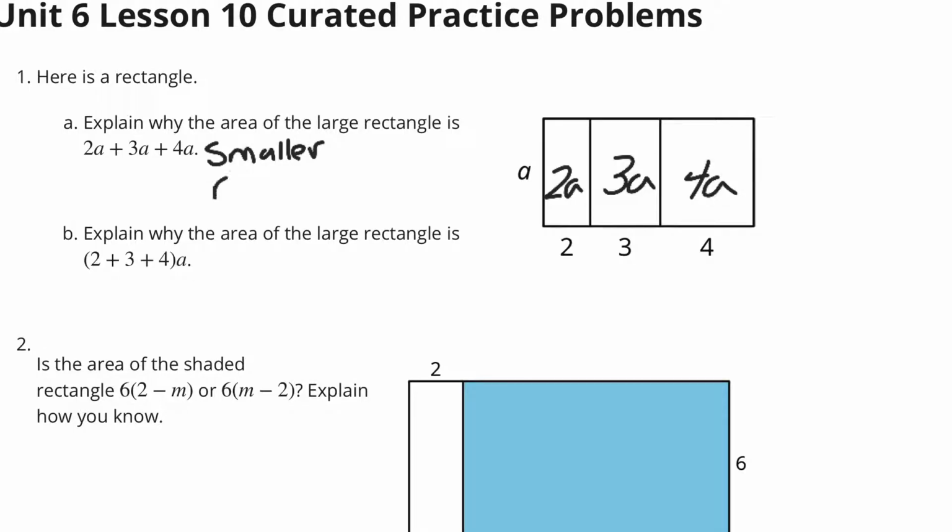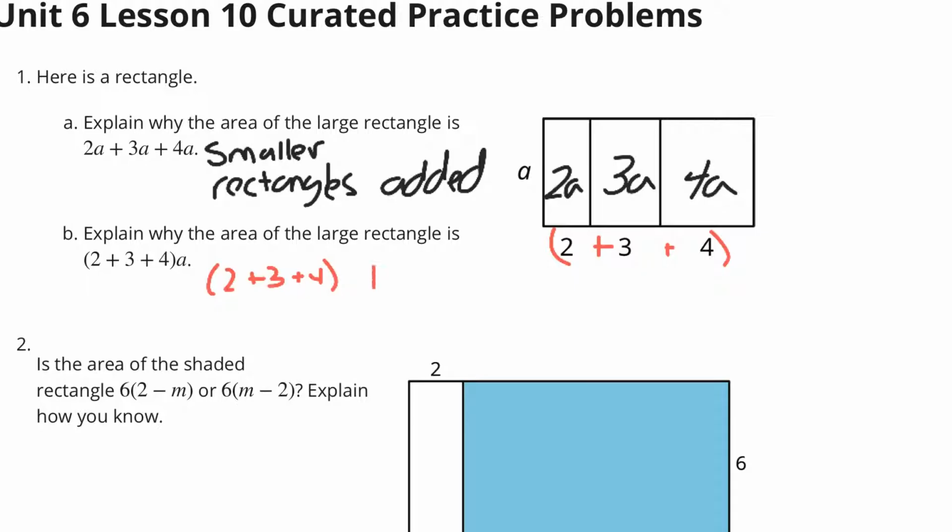So for our sake, I'll just write it's the area of the smaller rectangles added. Explain why the area of the large rectangle is 2 plus 3 plus 4 times a. Well, 2 plus 3 plus 4 is what that side is. And so you can just say 2 plus 3 plus 4 is the length of the larger side. Assuming it's the larger side, it's the longer side in the picture.